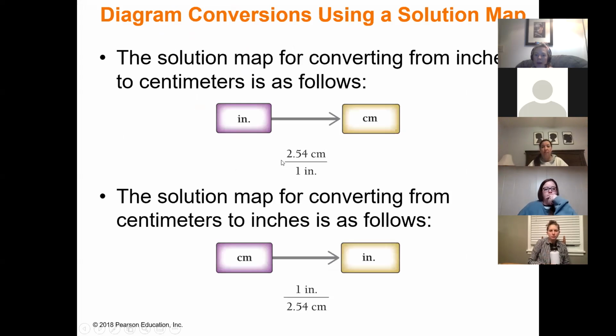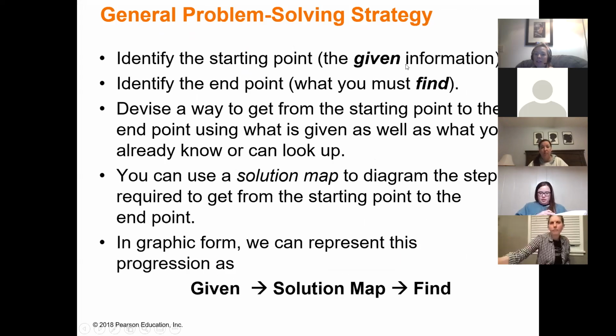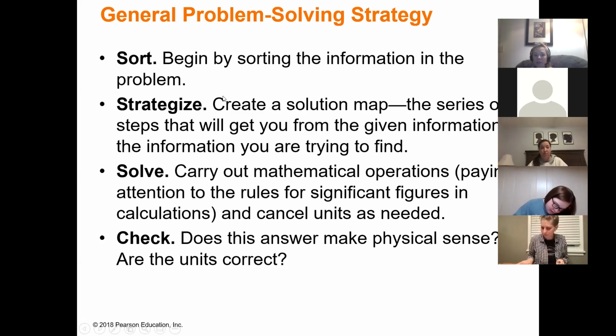Okay, what is a solution map? This is those boxes that I was talking about. They help you figure out what you're starting with, what you're ending with, and write your conversion factor as your arrow. Write your given, write what you're trying to find, write a solution map if need be, and then write the correct conversion factors.